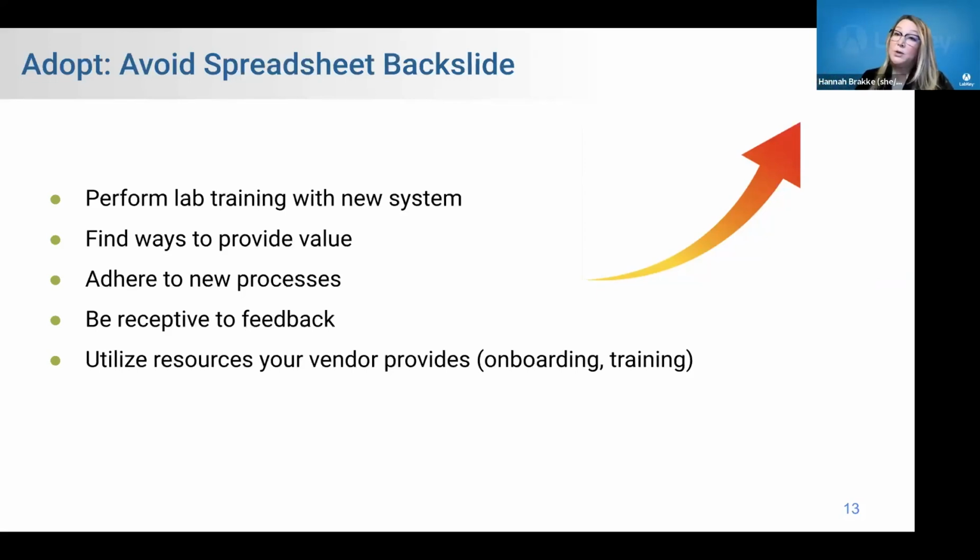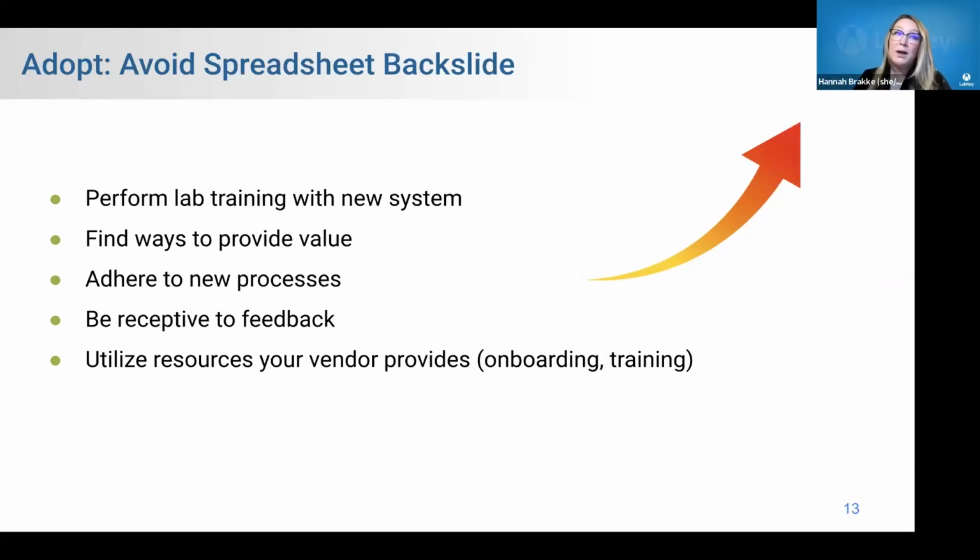Finding ways to also provide value. So when we think about something like freezer management, if it takes you 5 minutes to find the samples you need rather than 4 hours, that's going to provide value for folks that are actually working in the lab. So ensuring that whatever you choose is benefiting them is going to help them adopt the system as well. Honestly, being a little bit strict and adhering to new processes and ensuring that people are doing this, I think is also going to be really beneficial in gaining that adoption.